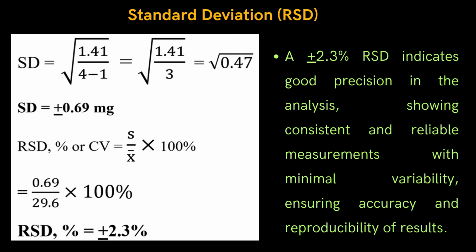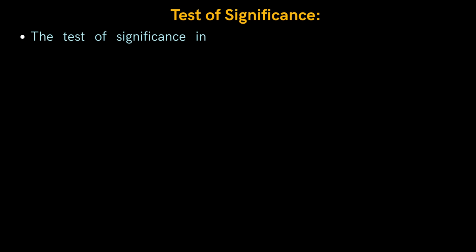Thus, 2.3% RSD indicates good precision in the analysis, showing consistent and reliable measurements with minimal variability, ensuring accuracy and reproducibility of results. Let us learn another interesting topic in statistics, that is test of significance.